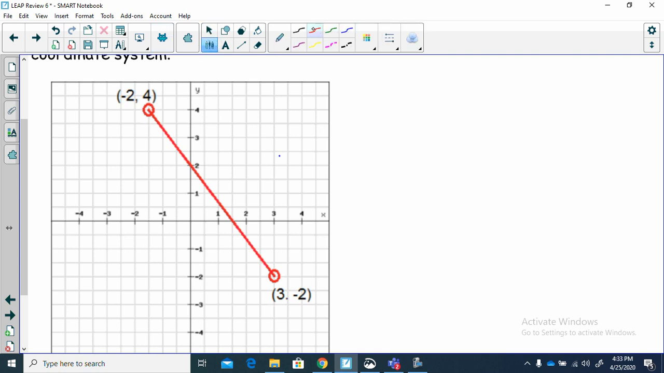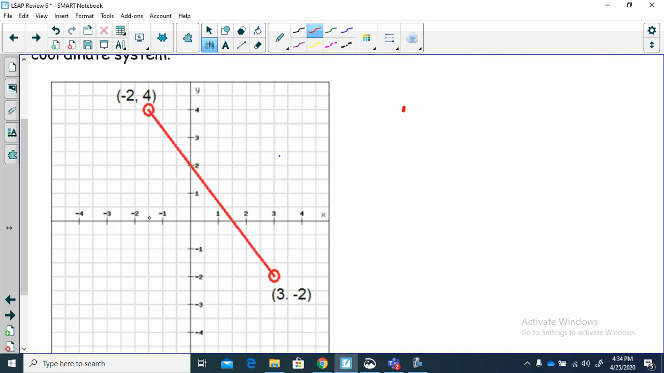Get our pen here. This point is at -2, 4. This point is at 3, -2. How can I find the distance between these 2 points, or the length of this line segment? Well, remember how we used Pythagorean theorem?